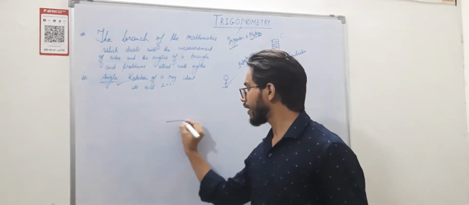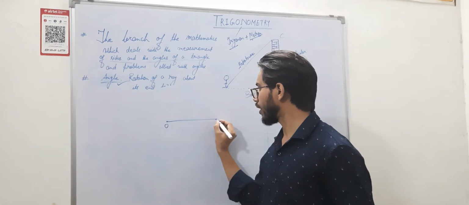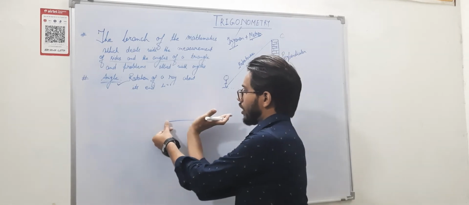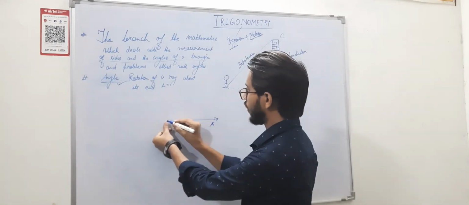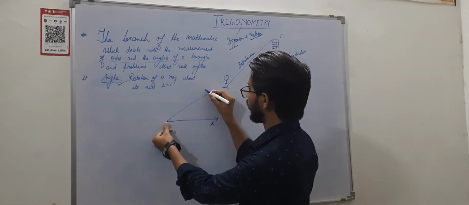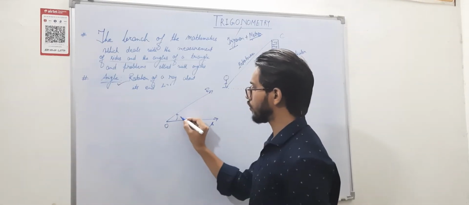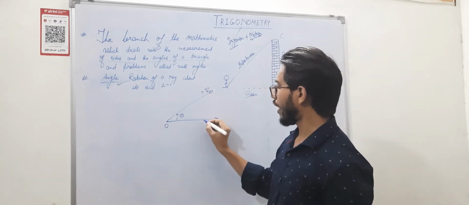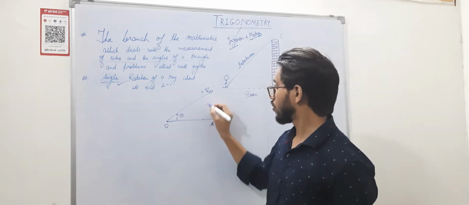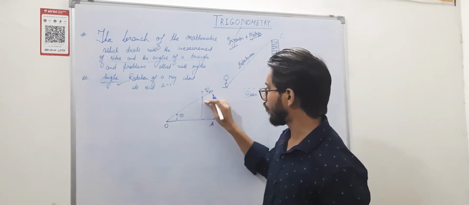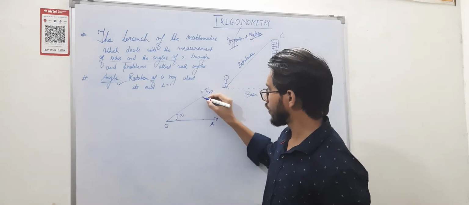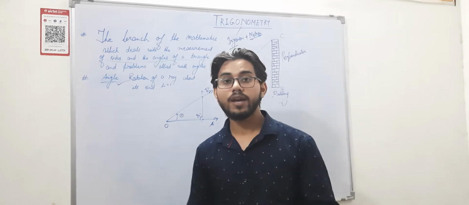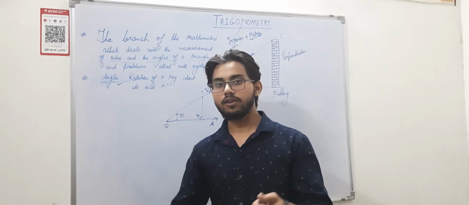Suppose this is your ray OA, and I am holding this point O and rotating this ray in such a manner. You will get a different ray, that is OB. An angle has been formed. This angle is known as theta. Suppose I take a point P and draw a perpendicular like this. You can see that a 90 degree angle has been formed. In this manner we have generated a right angle triangle.